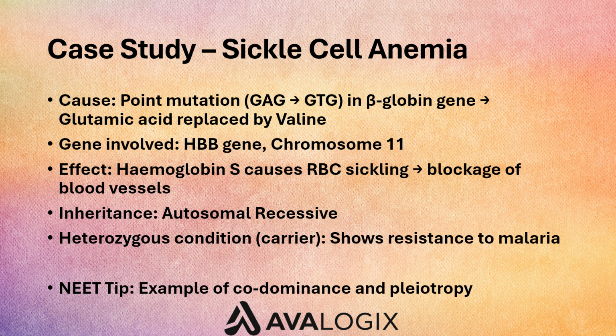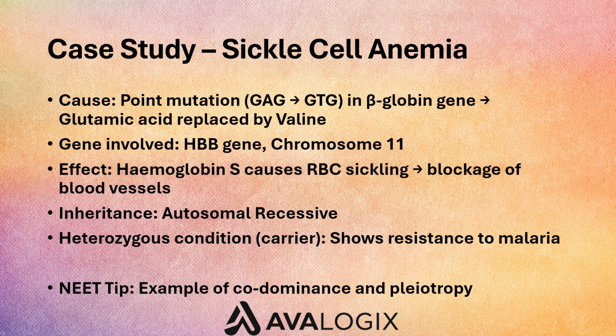Now we turn to sickle cell anemia, another autosomal recessive monogenic disorder. This one's particularly important because it illustrates a point mutation causing a profound structural change in the hemoglobin protein. The mutation is a single base substitution in the HBB gene on chromosome 11, where the codon GAG, which codes for glutamic acid, is mutated to GTG, resulting in valine replacing glutamic acid at the 6th position of the beta-globin chain.